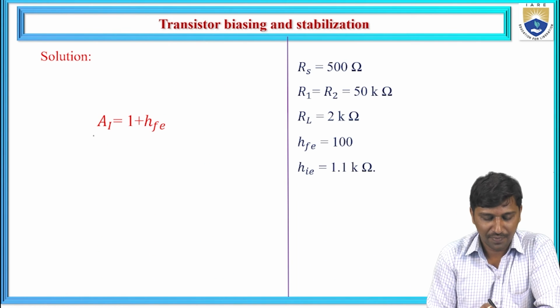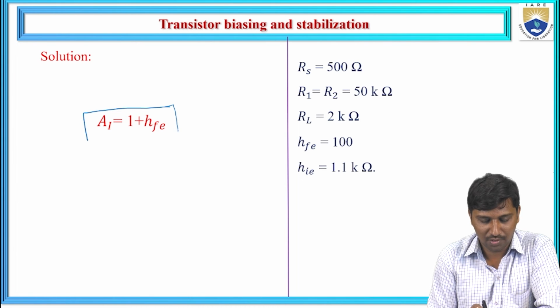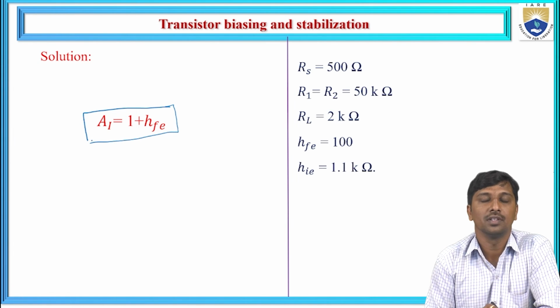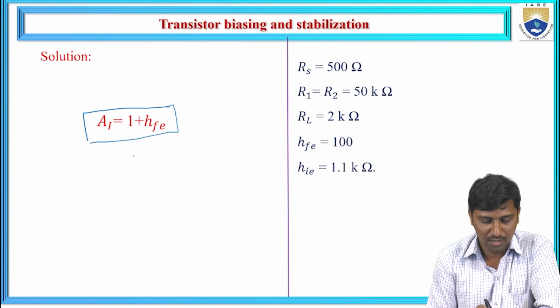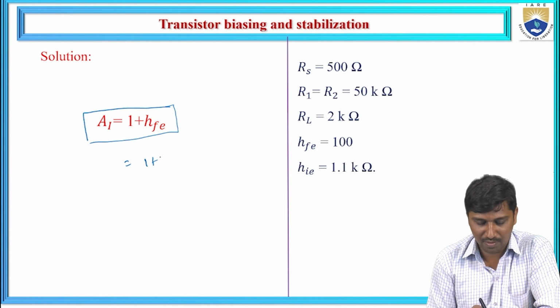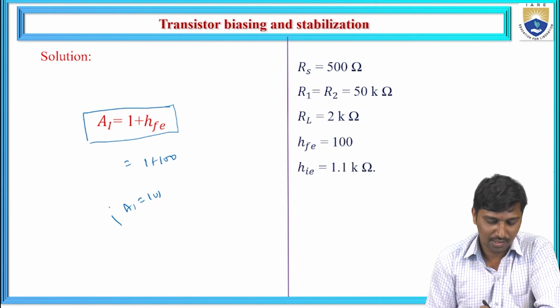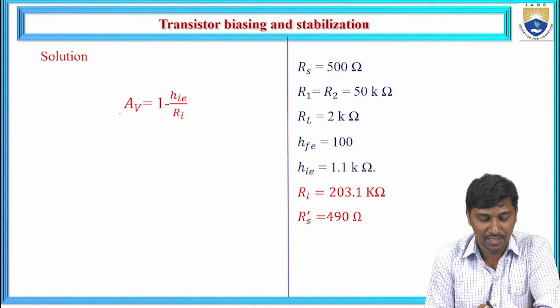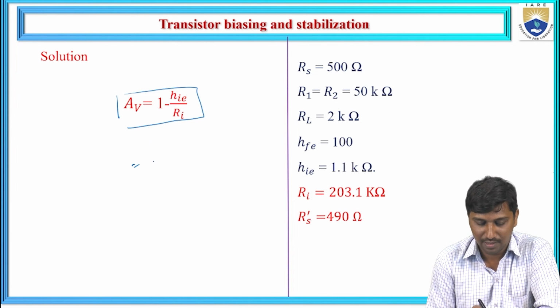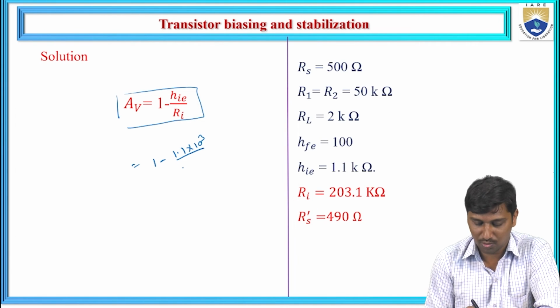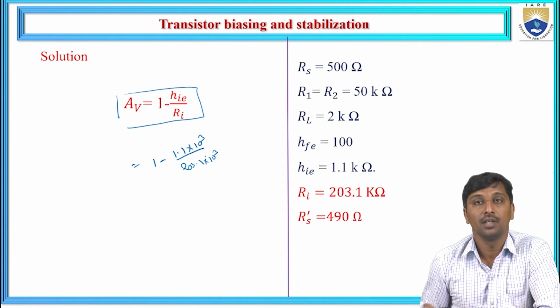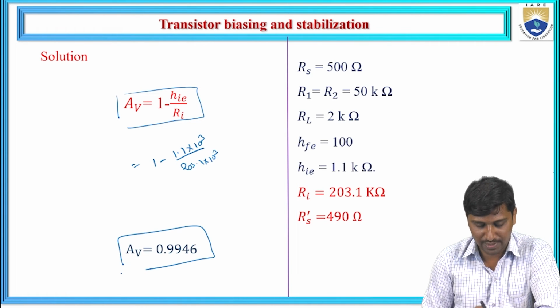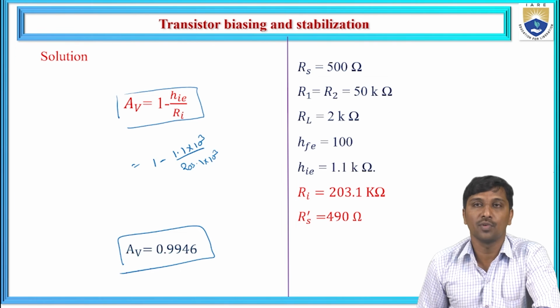Now calculate the current gain for this common collector amplifier or emitter follower circuit. That is A is equal to 1 plus hfe, meaning 1 plus 100, that is nothing but 101. This is the current gain. Now similarly, identify the voltage gain for the emitter follower circuit. That is 1 minus hie by Ri. So 1 minus hie value, 1.1 into 10 power 3, by Ri value, 203.1 into 10 power 3. Then it gives that the voltage gain is 0.9946.